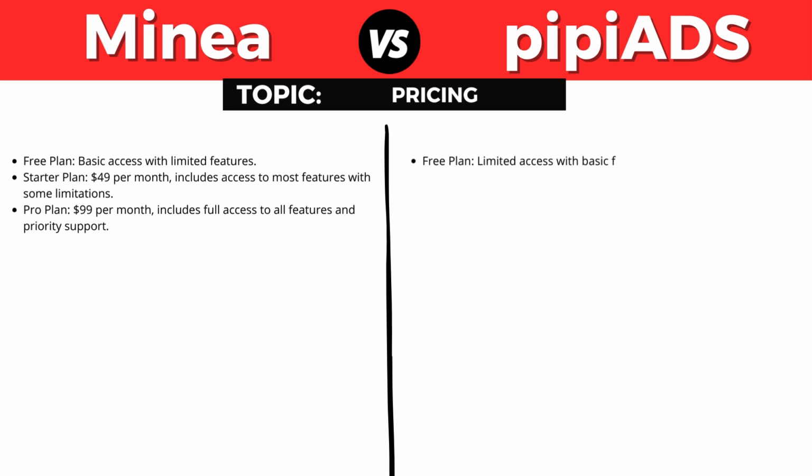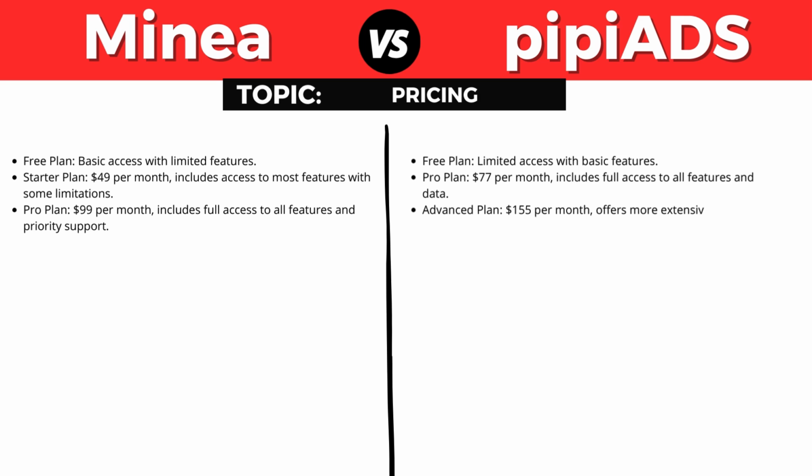with basic features. It has a pro plan for $77 per month, includes full access to all features and data. It has an advanced plan for $155 per month, offers more extensive features and higher user limits. It has an enterprise plan, and that is a custom pricing for large teams and extensive usage, and we send you to the website for prices for the enterprise plan.